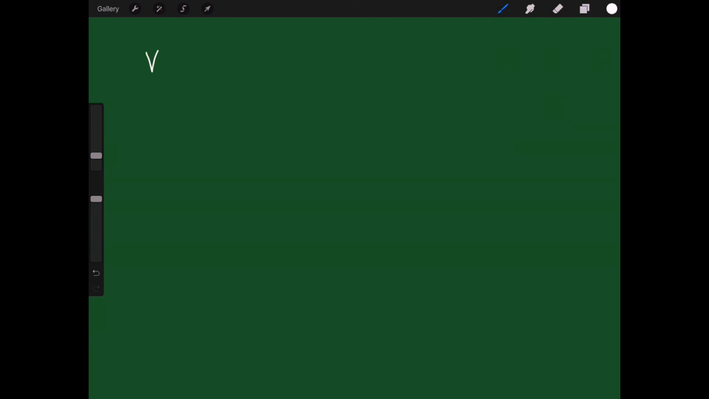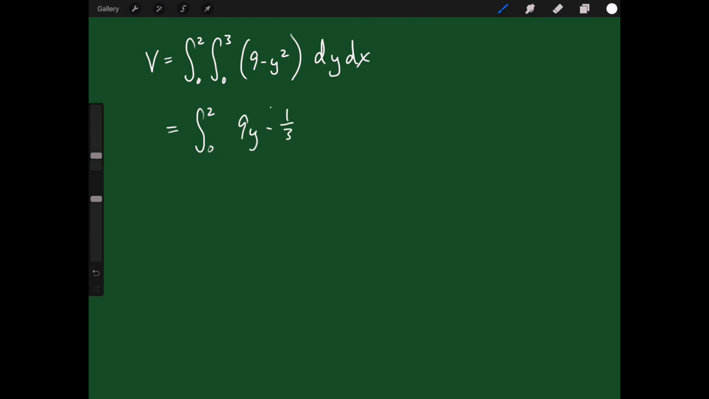So I've got that the volume that I'm looking for is the integral from 0 to 2, integral from 0 to 3 of 9 minus y squared, dy dx. Okay, so first we want to take the antiderivative of this thing with respect to y. So I get 0 to 2. That just stays for right now. Now I take the antiderivative of 9 minus y squared with respect to y. So that would be 9y minus 1/3 y cubed. All of that evaluated from 0 to 3. And then I still have a dx out here. So now let's evaluate that from 0 to 3.